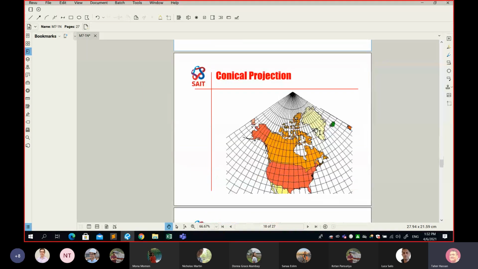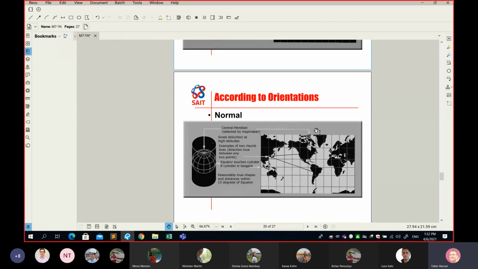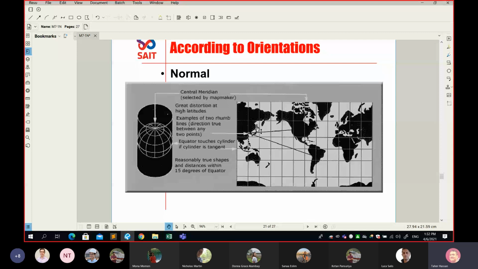Okay, now let's move on to the last part of our lecture. We have seen classification of projections depending on the map surface: planar, conical, cylindrical. I'm going to show you that you can take any of those and do some tweak, and this tweak will create a new projection system.